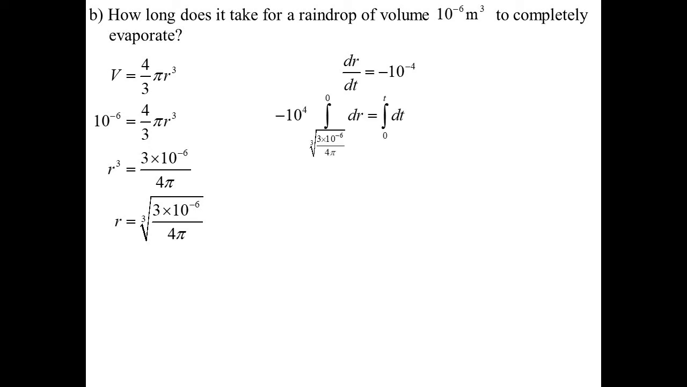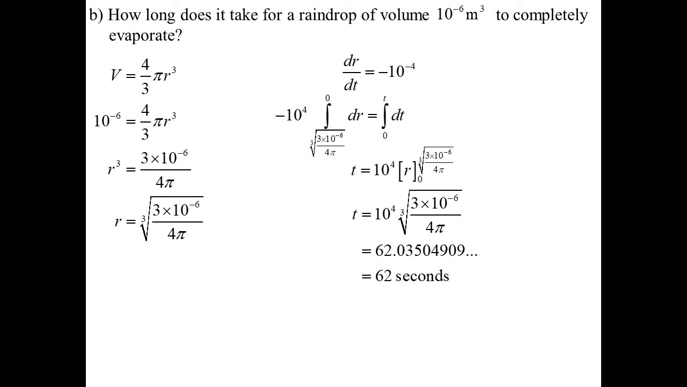Separate the variables. Made the integral interesting to write. The bottom value is the cube root of 3 times 10 to the negative 6 over 4 pi. It's going from that to 0 because we want it to evaporate. And, well, on the right-hand side, oh, did I do it this time? I've got the t going from 0 to t, so we can just say t. Yes, I did it that time. Okay, so t is 10 to the power of 4. r is going from 0 to the cube root. Notice the negative, I've swapped the limits around there to get rid of the negative. So we end up with 10 to the power of 4 times the cube root of 3 times 10 to the negative 6 over 4 pi.